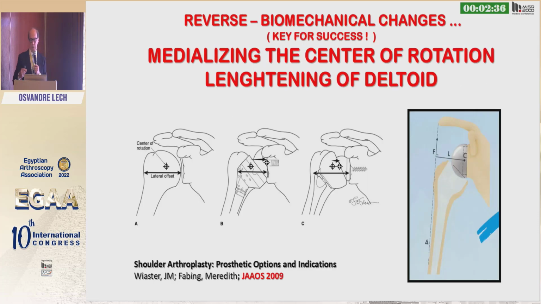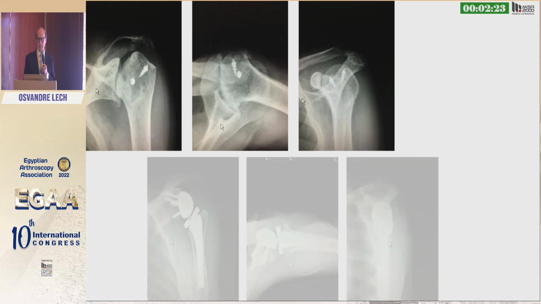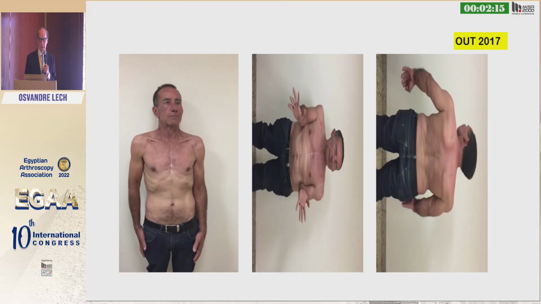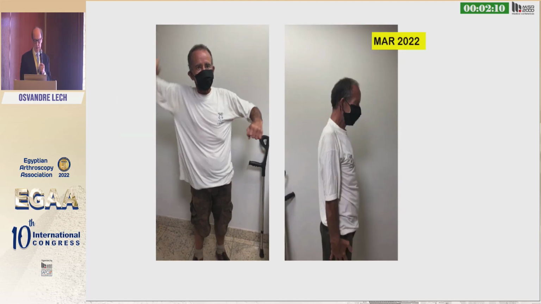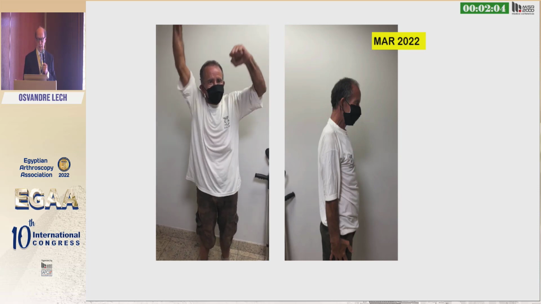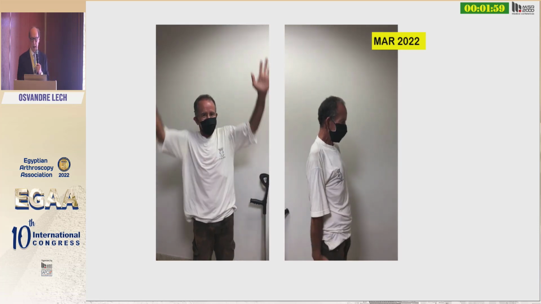And finally, we reach the reverse, which for the beginners means medializing the center of rotation and lengthening the deltoid. Well, this is a failed rotator cuff tear, cuff tear arthropathy. We made a reverse, and here is the patient, very happy. And here is like 8 years post-op, the patient has the same movement, very happy.